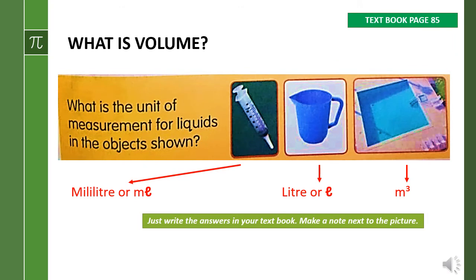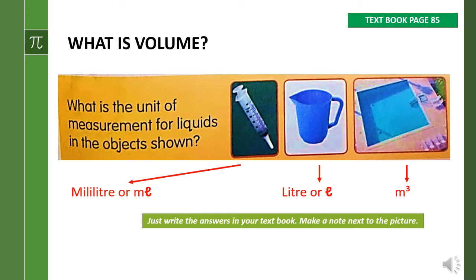Now, let's do some simple refreshment on what we had learned just now. What is the unit of measurement for liquids in the objects shown? The first picture. What is that? It's a syringe. We insert liquid in a syringe, right? Is the syringe reachable within our palm? Yes. So, the answer for the first picture is milliliter.